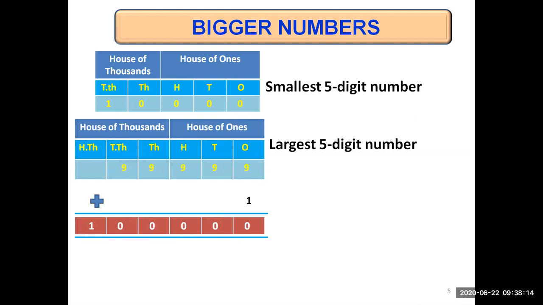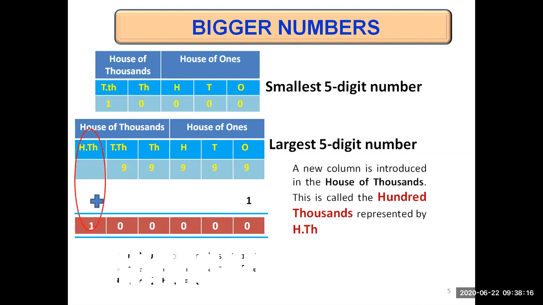What happens if we add 1 to the largest 5-digit number? We get the smallest 6-digit number, and we call it 100,000. And why are we calling it 100,000? Because whenever we add 1 to the largest 5-digit number, a new column is introduced in the house of thousands. This new column is called the 100,000s, and we represent it by HTH.